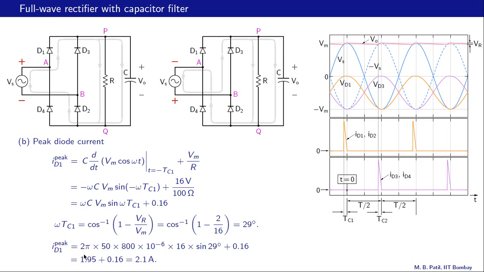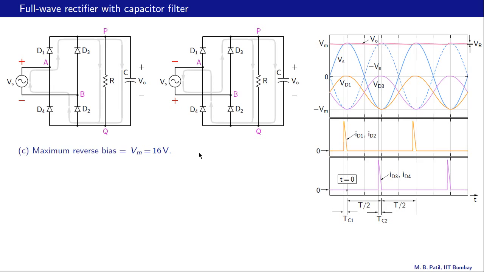That is omega 2 pi times 50, C 800 microfarads, Vm 16, and sine of 29 degrees. That's omega Tc1. So all that is the capacitor current at minus Tc1. To that we add the resistor current 0.16 amp, and we get a total of 2.1 ampere. So that is the peak diode current for D1, and by symmetry it would be the same for all the diodes.